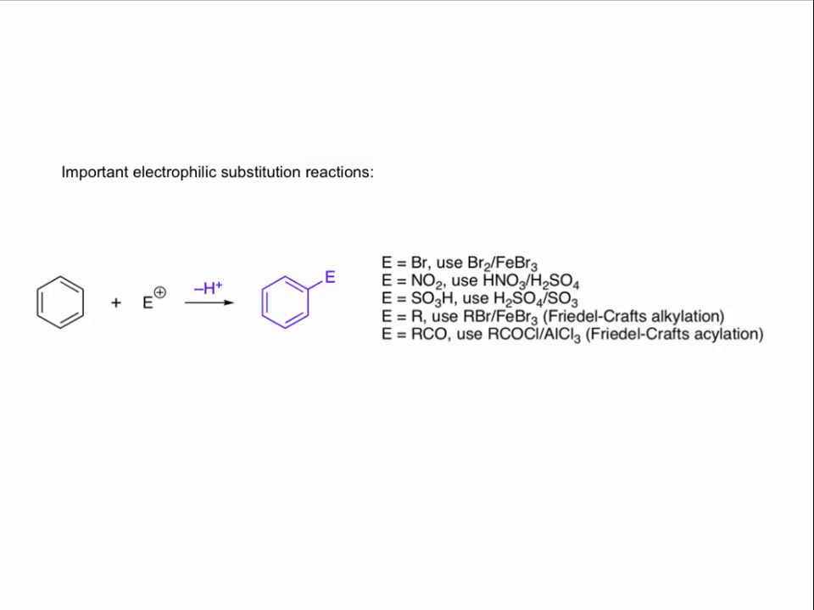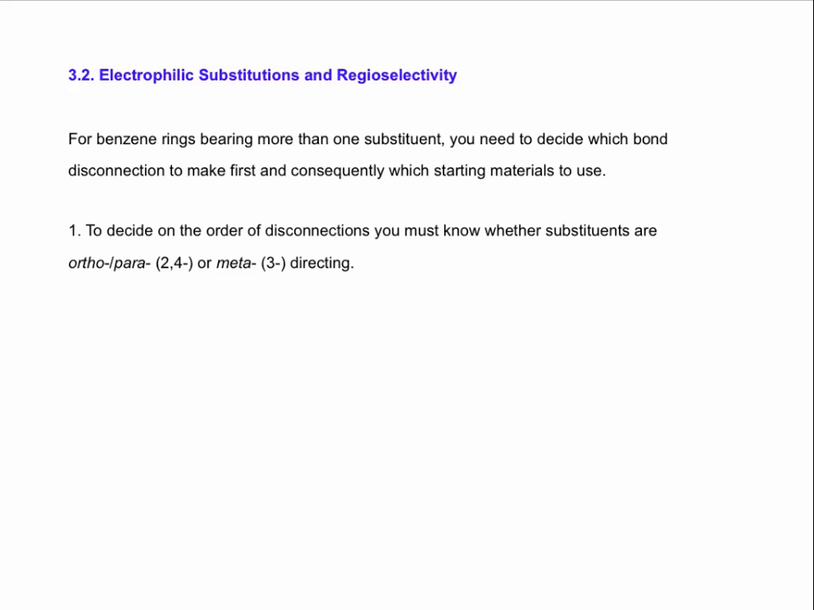Important electrophilic substitution reactions include the following. So we've got bromination, nitration, sulfonation, Friedel-Crafts alkylation, and also Friedel-Crafts acylation. It's really important that you can remember these reactions when we're looking at forward syntheses. So we'll now look at electrophilic substitutions and regioselectivity.